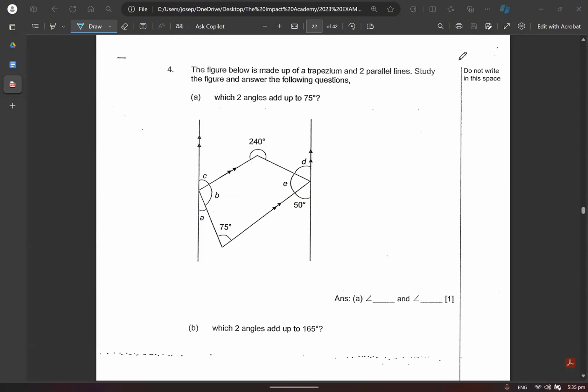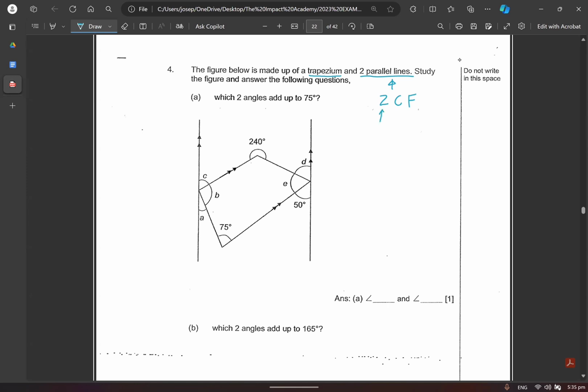Now, you can see over here, the figure is made out of a trapezium and 2 parallel lines. The moment you see 2 parallel lines, this should trigger all of your angles information. It means that we are going to use something called zebra cannot fly.